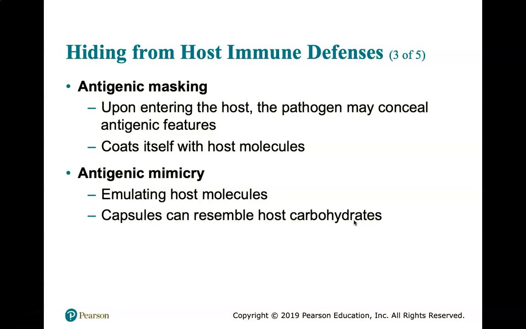So, antigenic masking. We talked about how an antigen, which we discussed in the previous chapter, is something that sticks off the pathogen off of its cell wall, or cell membrane if it doesn't have a cell wall, that's foreign to the host's body. This is what the immune system looks for. It looks for foreign antigens, things that stick off the cell wall.